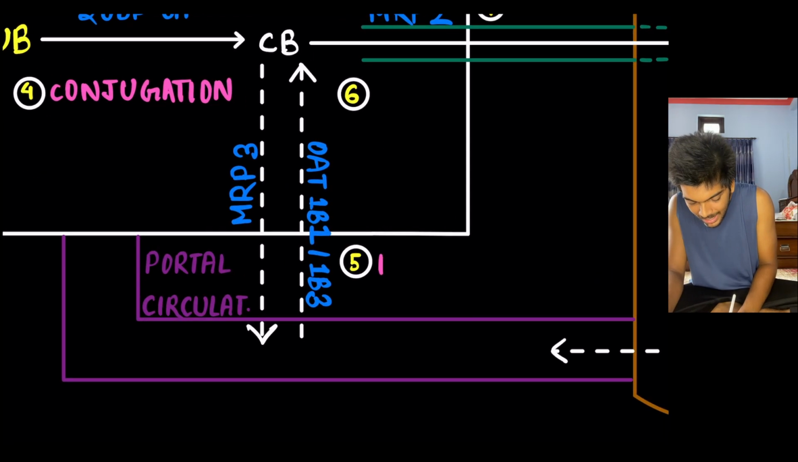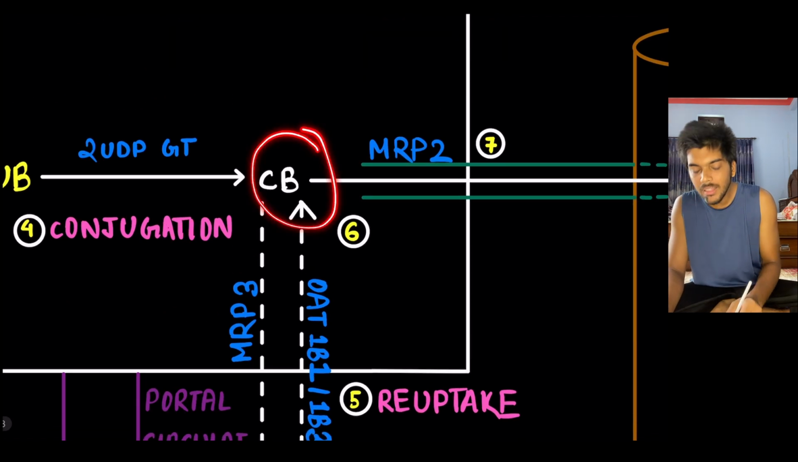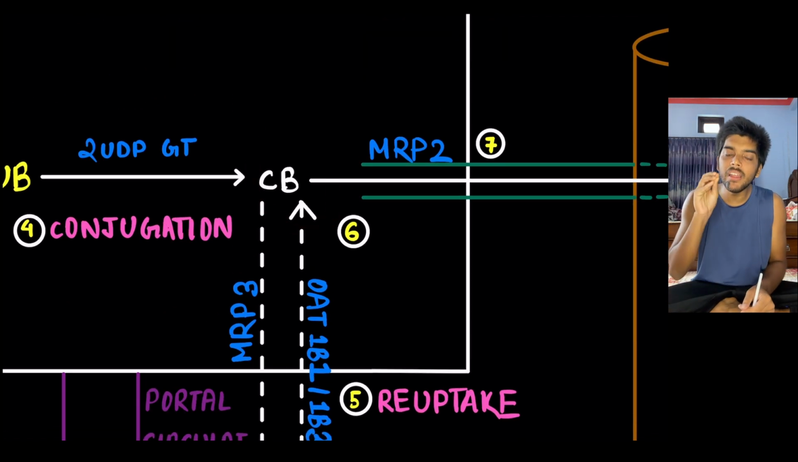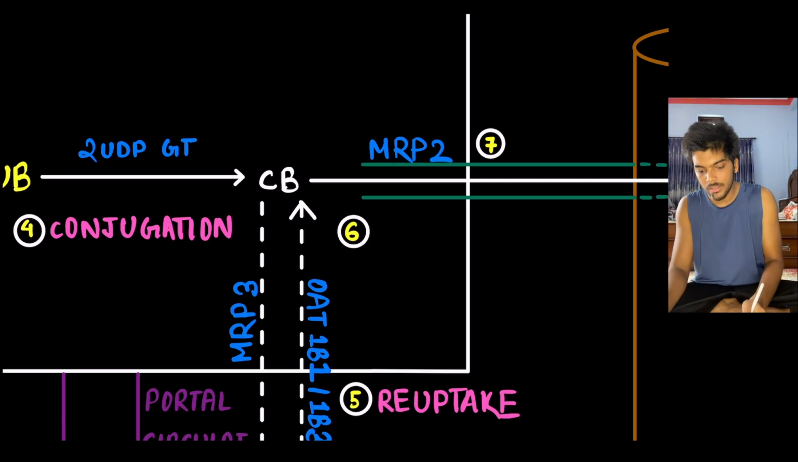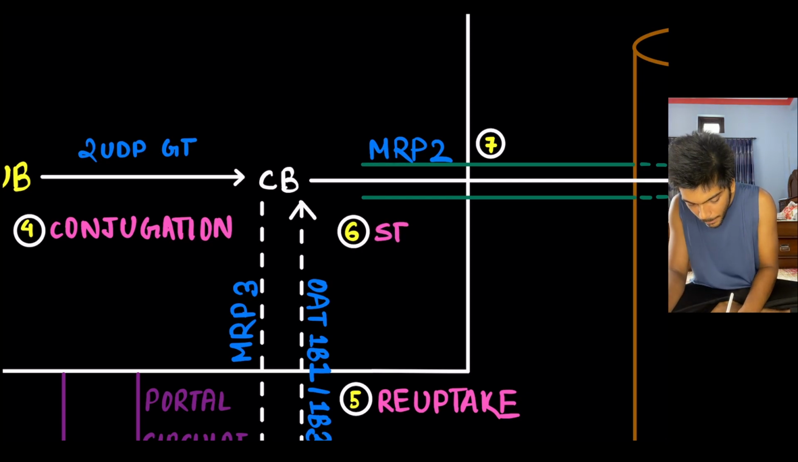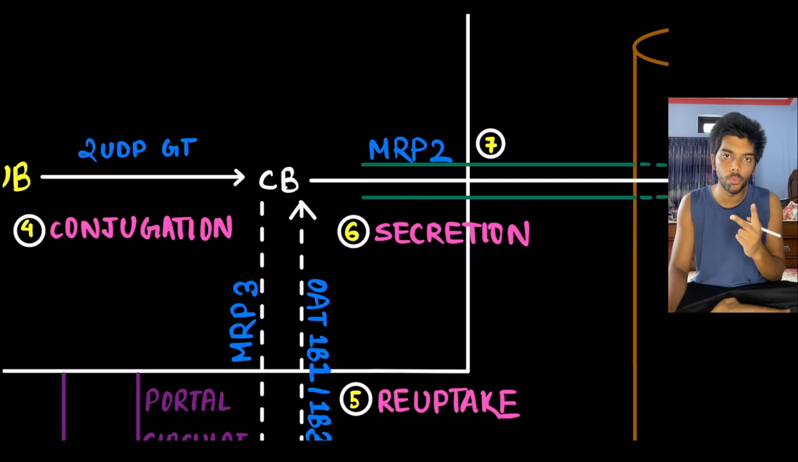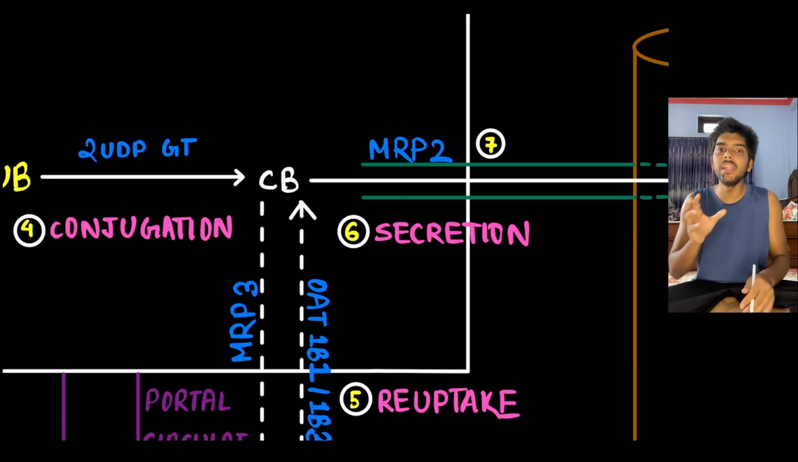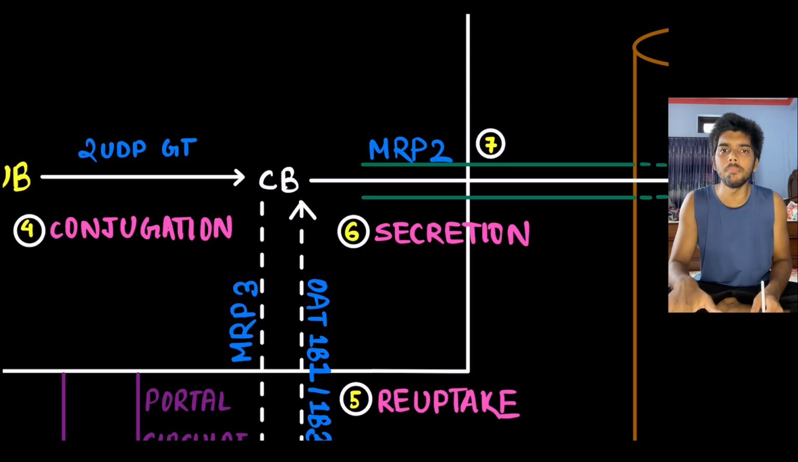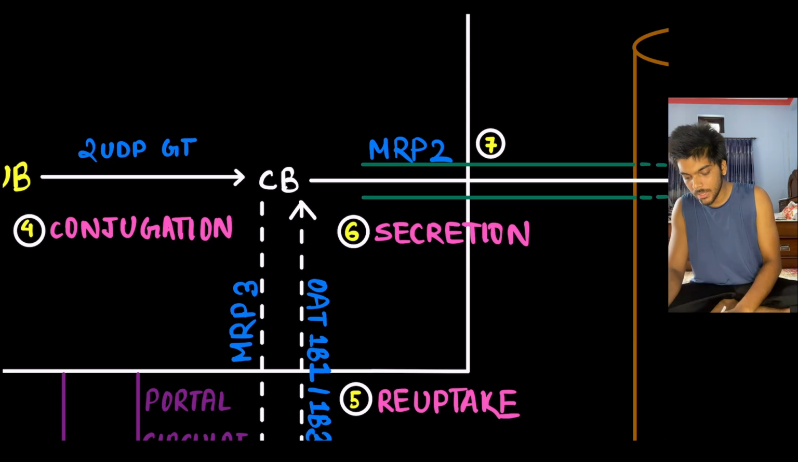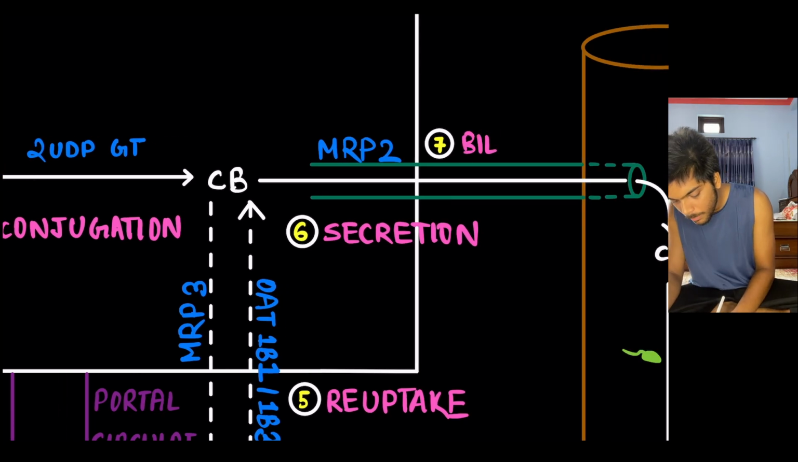So there is reuptake. Now, the conjugated bilirubin present within the liver is secreted into the biliary canaliculi. This is secretion. The secretion takes place with the help of multi-drug resistant protein 2. After secretion, it flows through the biliary system along with the bile to enter the second part of the duodenum. This is bile flow.